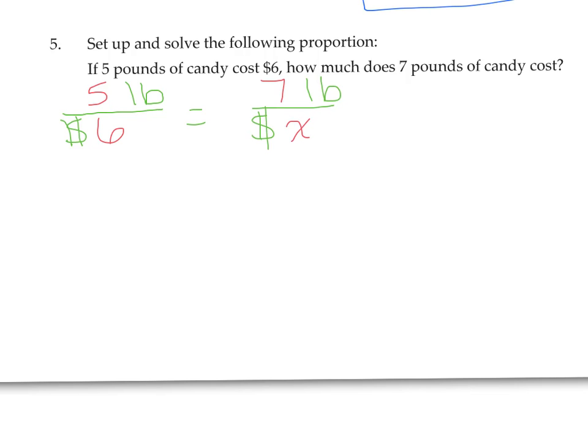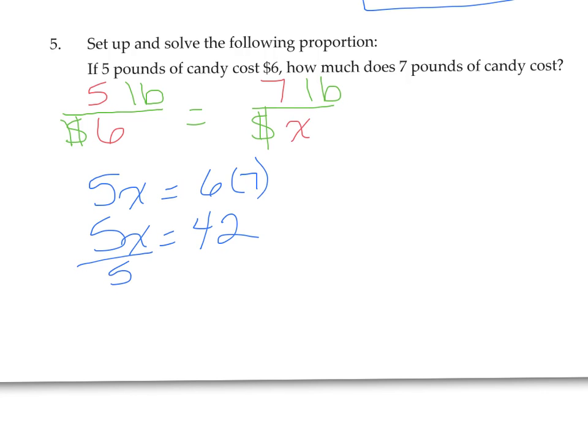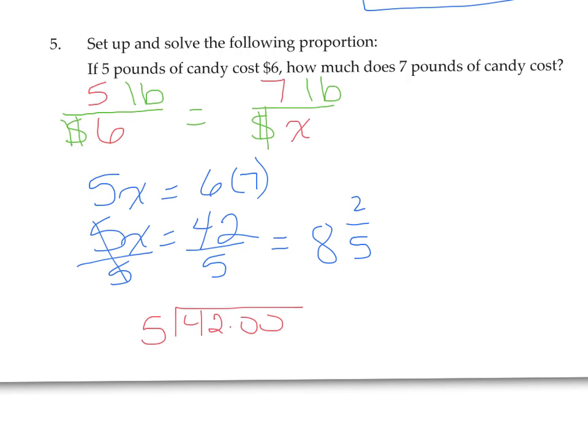All right, the cross products tell us that 5 times x equals 6 times 7, or 42. We divide by 5 to isolate that x. All right, now, I could make this into a fraction. I know this becomes 8 and 2/5, but that doesn't make sense. We're looking for dollars. So we usually express dollars in decimals. So I'm going to divide this 5 into 42, and I'm going to make it a decimal, because this is how we express dollars and cents.